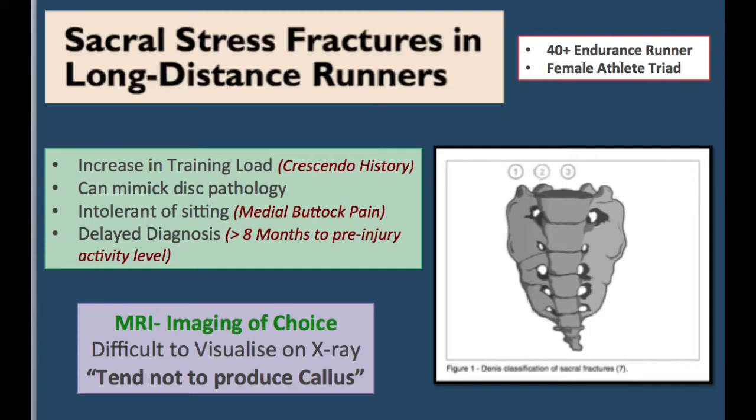Most of them are due to an increase in training load, and usually the patients are intolerant to impact activities and also to sitting. It can also lead to normal x-rays, because this type of stress fracture is usually difficult to visualize on x-ray and tends not to produce callus. So the patient group I'd be thinking of here would be the master endurance athlete, the 40 plus, and also the female athlete triad with low BMI and poor nutrition.